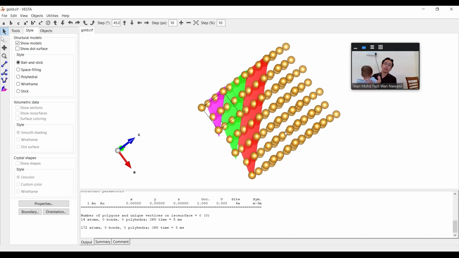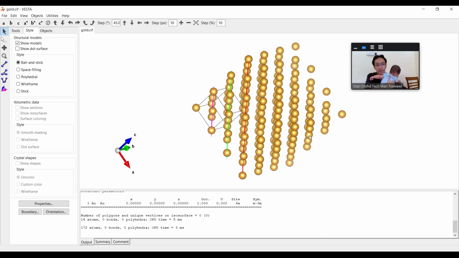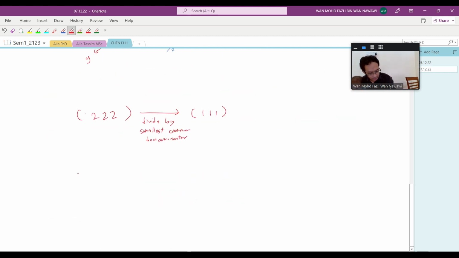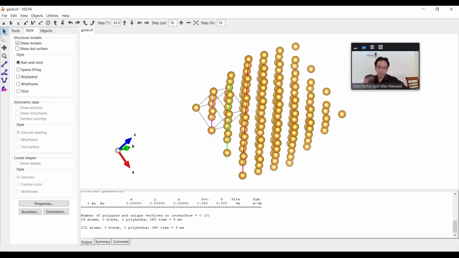So what is the takeaway about this? The takeaway is that parallel planes always have the same Miller index. All these 3 are parallel. So we can say that parallel planes have similar Miller index. Okay, so that's the takeaway from this.